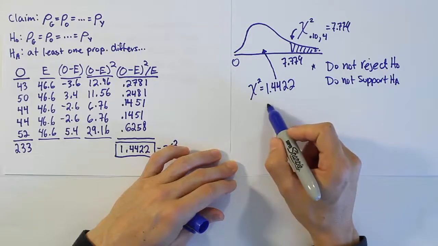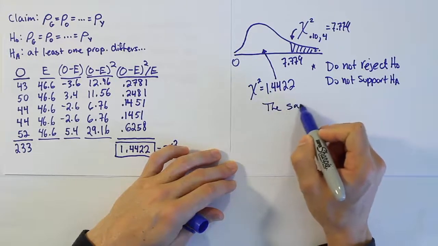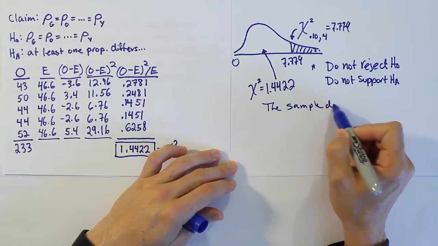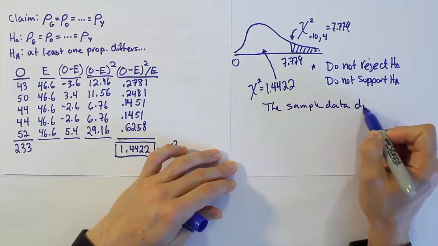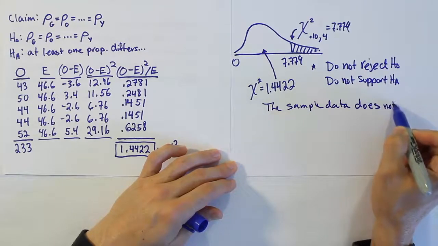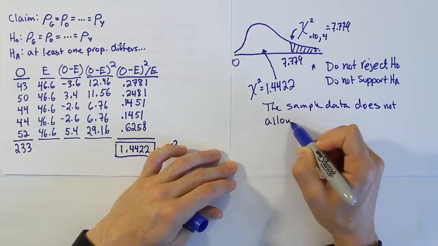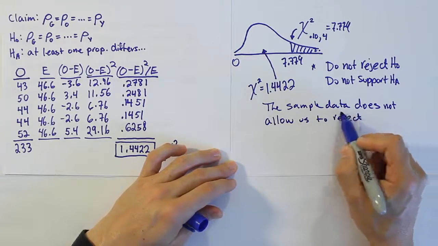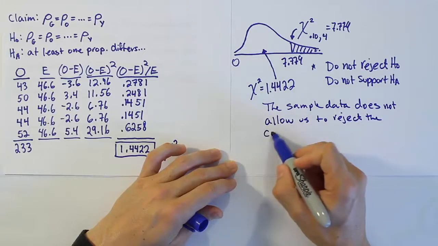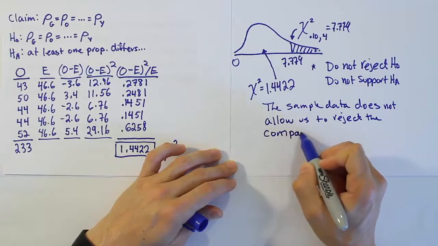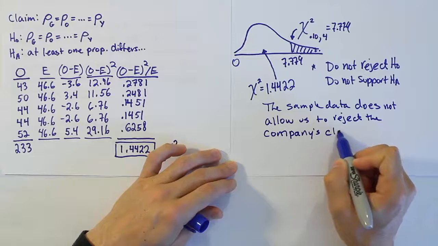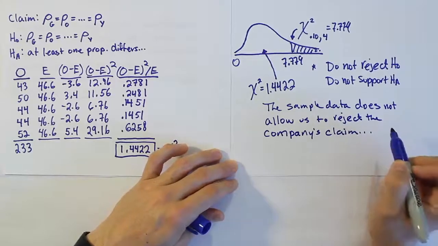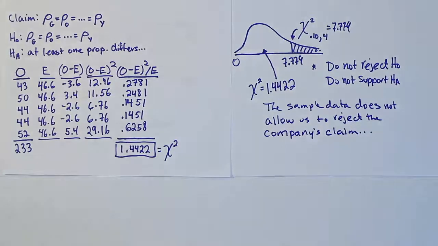So we're going to say the sample data does not allow us to reject the company's claim. The sample data does not allow us to reject the company's claim. That essentially all the colors come in equal proportions.